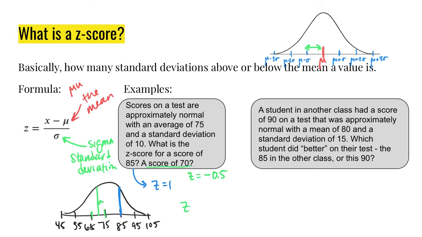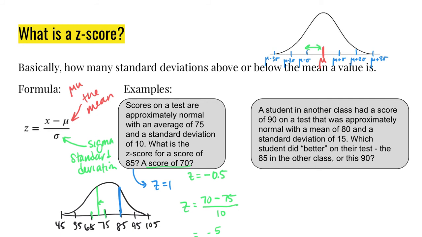If I use the formula, I've got 70 minus 75 divided by 10. Well, 70 minus 75, that means I'm a score of 5 below the mean. In terms of chunks of 10, that gets me the negative 0.5 we already knew by looking at the picture. It's a difference of -5 counted in chunks of 10. That's why we're dividing.